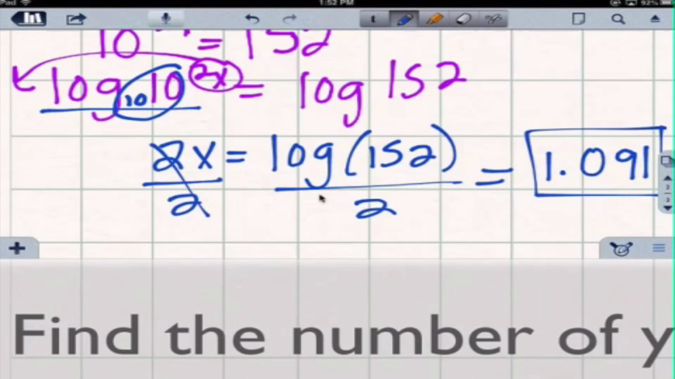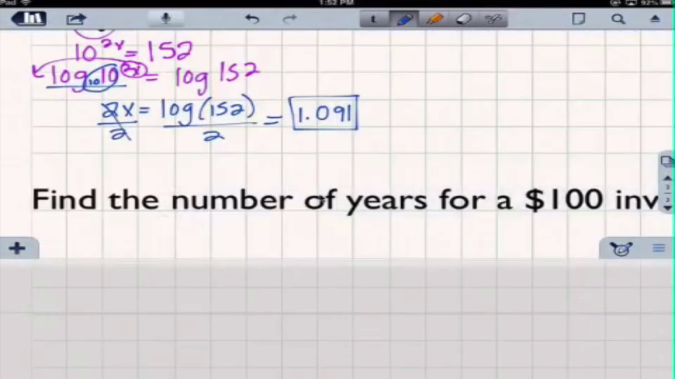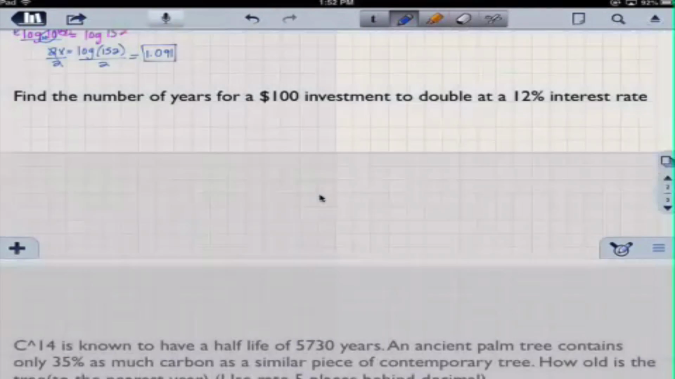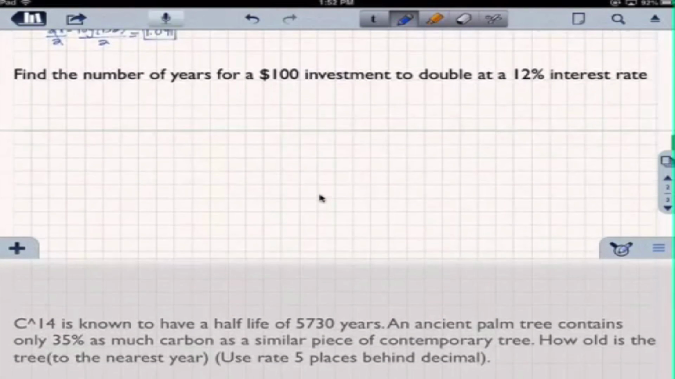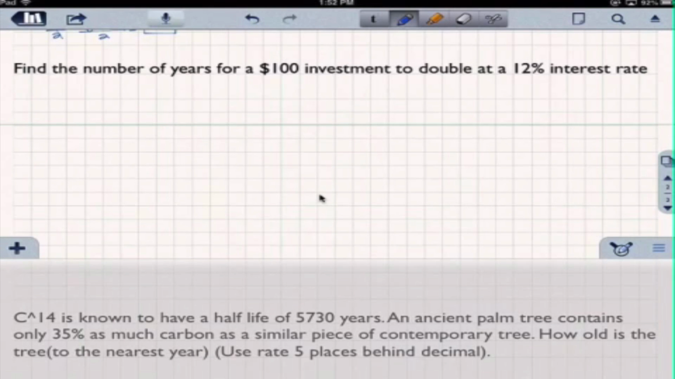Okay, final thing I'm going to go through here are two different word problems. I'm going to model an example of an easier word problem and model a tougher word problem. And you guys will have both types on your test today, or test tomorrow. So our first one here: find the number of years for a $1,000 investment to double at a 12% interest rate.